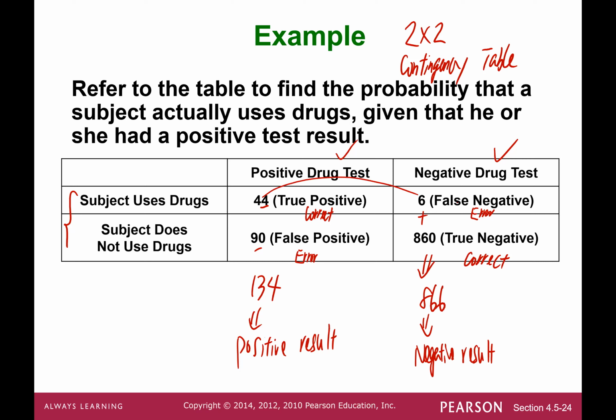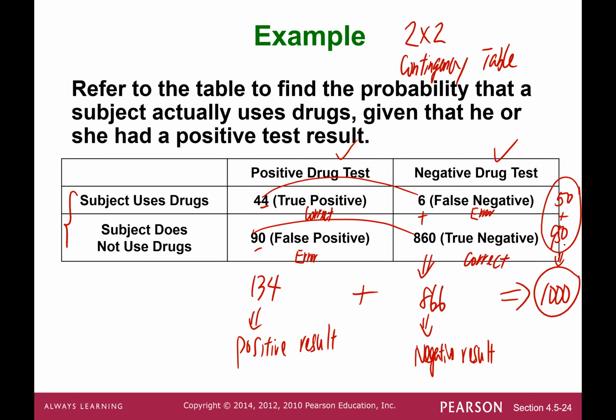You can also add in 44 and 6, you get 50. And this indicates we have a total of 50 subjects who use drugs. So 50 subjects using drugs, no matter whether the test result is positive or negative. And then if you're adding 90 and 860, that's 950, and that's a total of 950 subjects who do not use drugs. If you sum up the 50 and 950, you get 1,000. In this case, if you're adding 134 and 866, you also get 1,000, right?